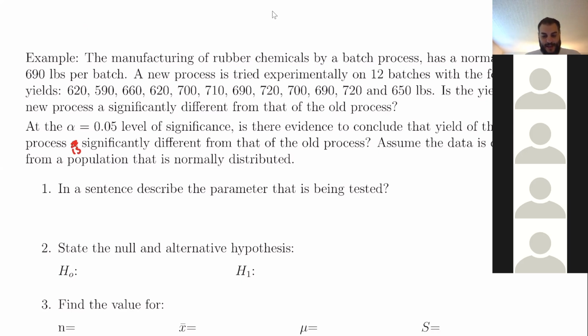If you look at this, we have a sample size of 12. With a sample size of 12, it won't pass the central limit theorem. But the good thing is, they told us to assume the data is coming from a population that's normally distributed. Since we already know the data set is normally distributed, we can just assume that, so we don't have to check the central limit theorem.